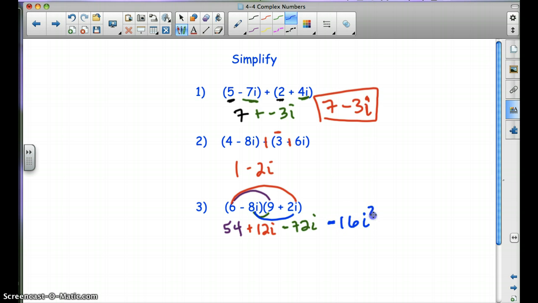So let's go ahead and combine like terms. These would come together to be negative 60i and negative 16i squared. Remember, i squared is a negative 1, so negative 16 times the negative 1 is a positive 16. So we can put 54 and 16 together, and that's going to be 70 minus 60i, which is our final answer.